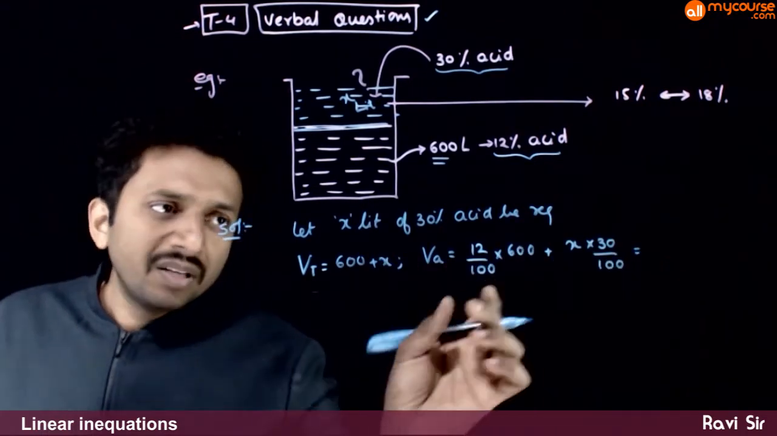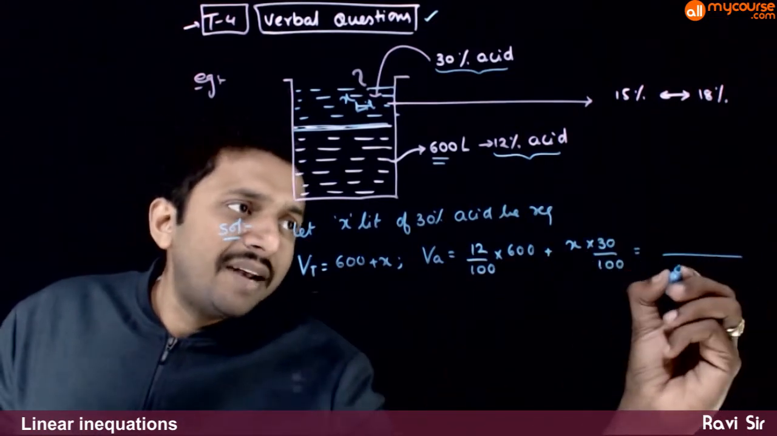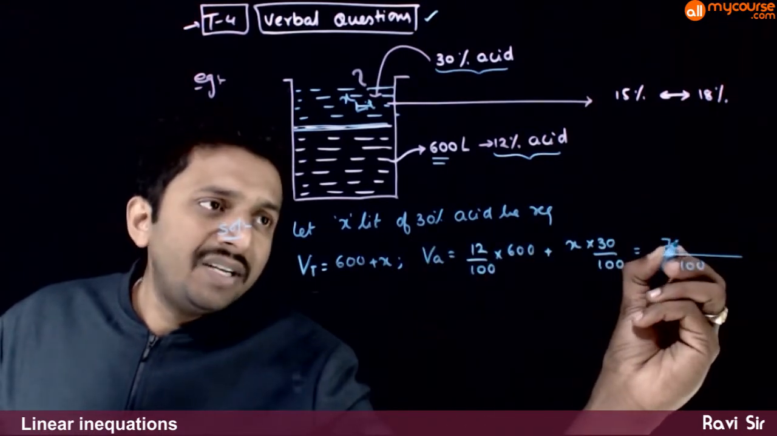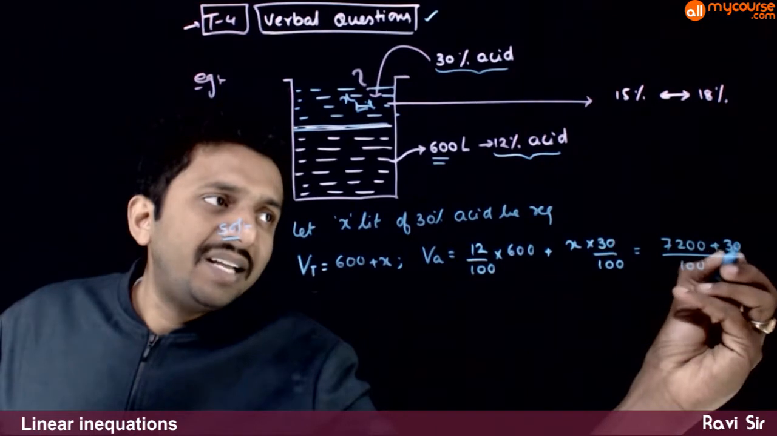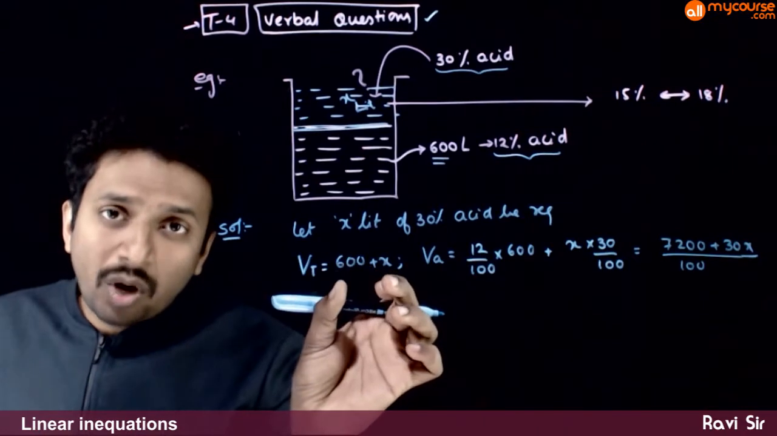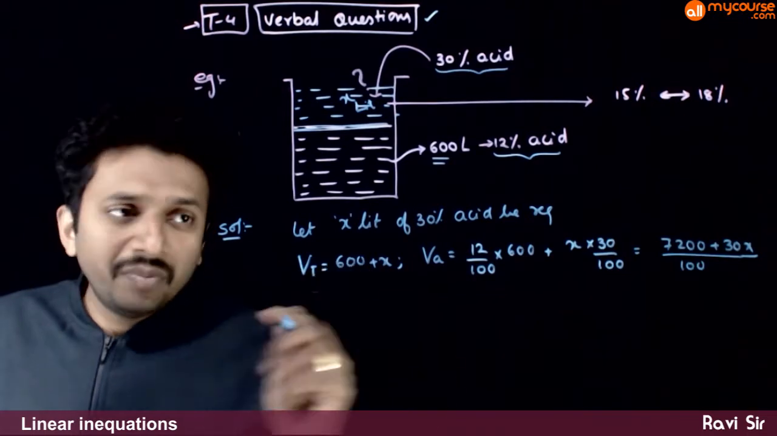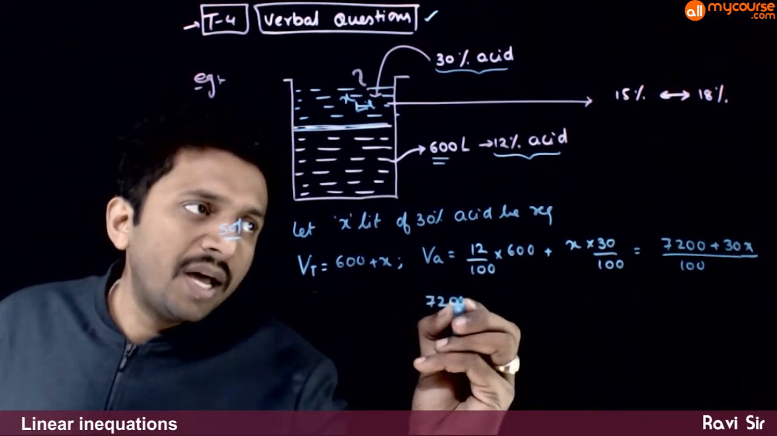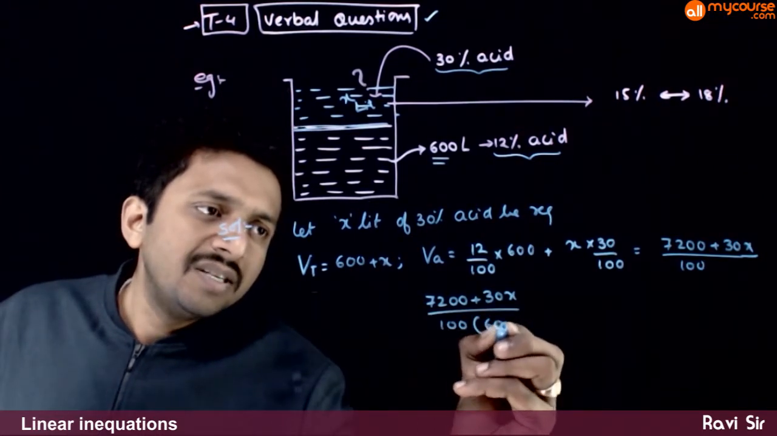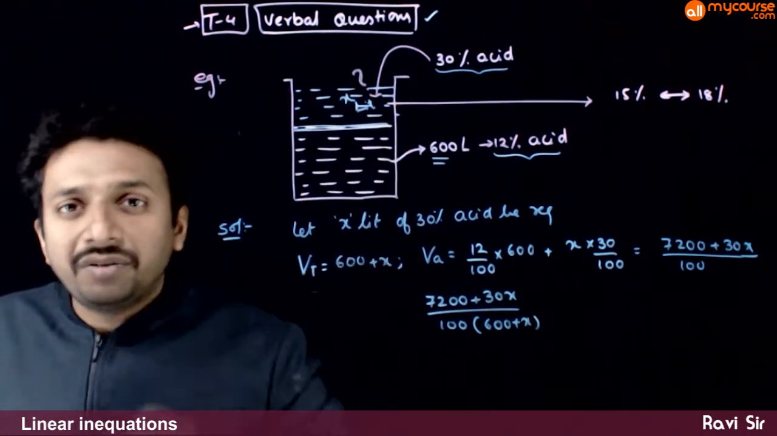So if you take LCM here, 100, it's 12 into 600 is 7200 plus 30x, over 100. So this is the volume of acid present. This is the total volume. Now what is the concentration? The concentration is nothing but volume of acid by total volume. So the concentration is (7200 plus 30x) by 100 times (600 plus x). So this is the concentration of the solution finally.